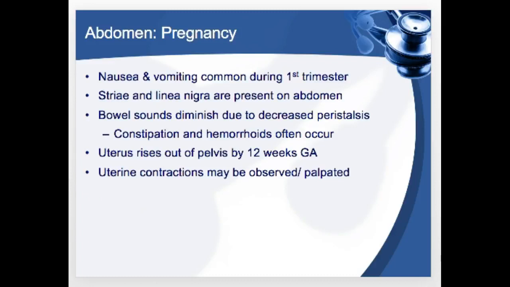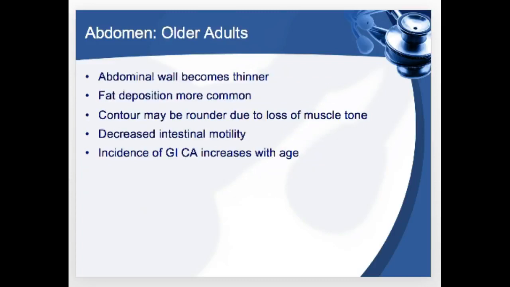About 20 to 26 weeks, you can feel some of the uterine contractions potentially. You might see them, you might palpate them and feel them during the examination.